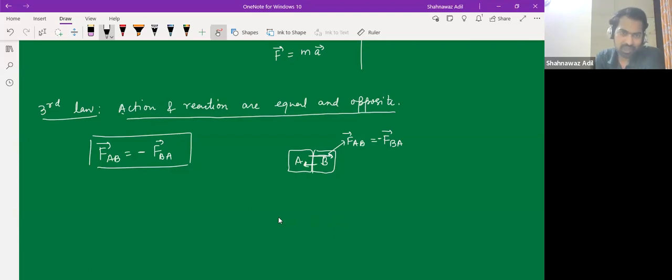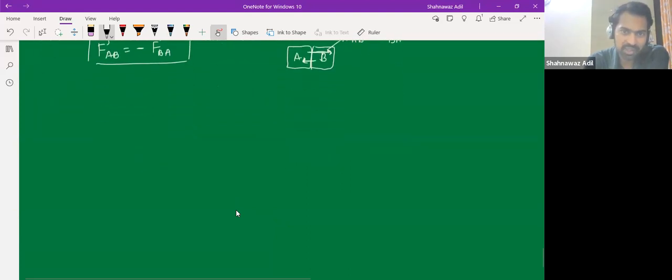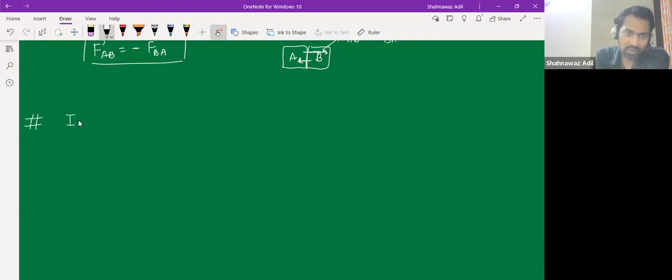So now we know all the three laws. These are the important laws of motion. And then the next thing that we'll learn about is the impulse. So what is impulse? Whenever some force is acting for a very short amount of time, at that instant the force is acting, from that we'll get the impulse.